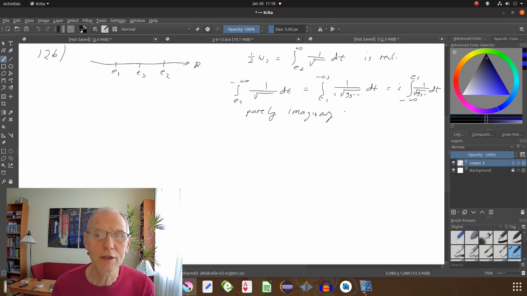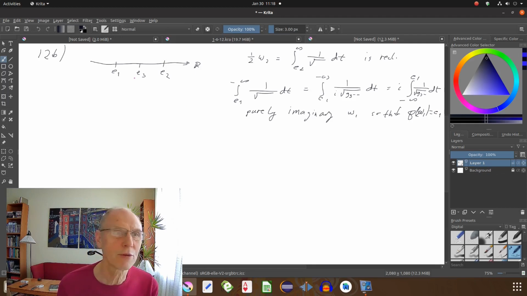And now I forget the word. It's an original point. Let's call it omega 1. So that P of omega 1 equals half of omega 1 equals E1. So that tells us something about the lattice that we are dealing with.